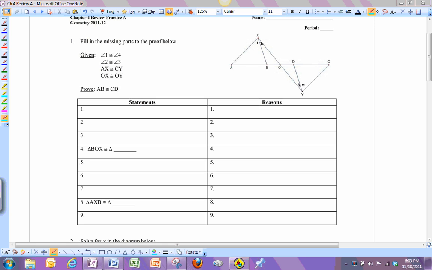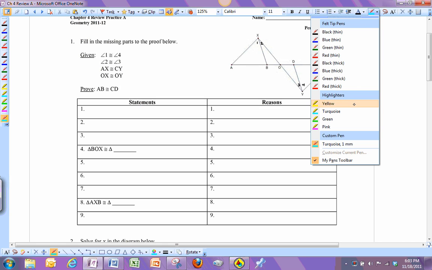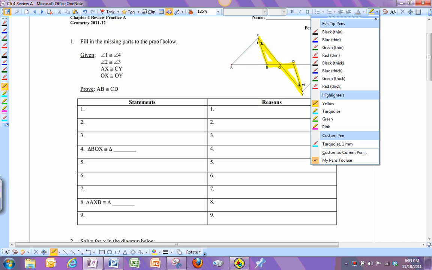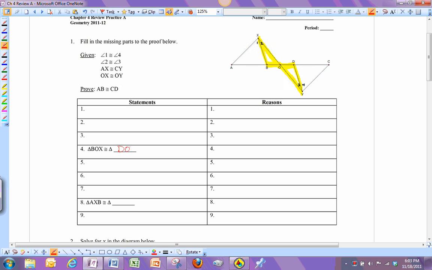And if we look at BOX in Step 4, BOX is this triangle right here. You can probably tell we're going to try and aim that up with DOY right here, right? So let's write that down. We'll aim for DOY.